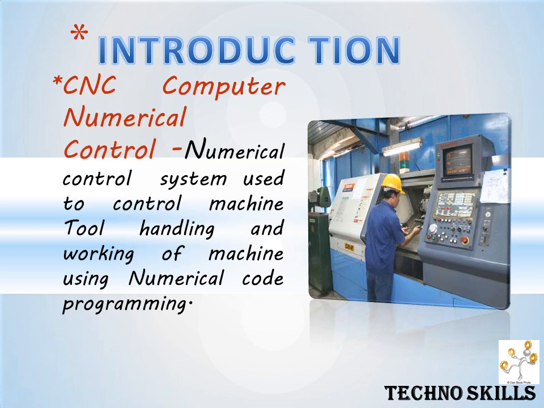Let us see the introduction of the CNC. CNC is computer numerical control. It's nothing but a control system which is used to control the machine tool handling and working of the machine using numerical code programming. So it is a control system which is going to automate the machine, controlling the tool handling and working of the machine using code programming. Okay, so this is the definition of CNC.